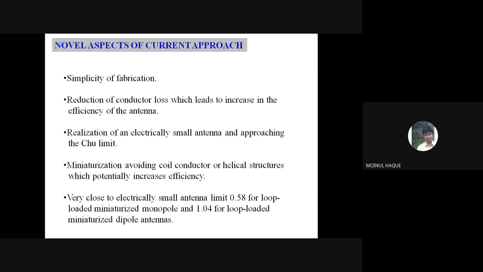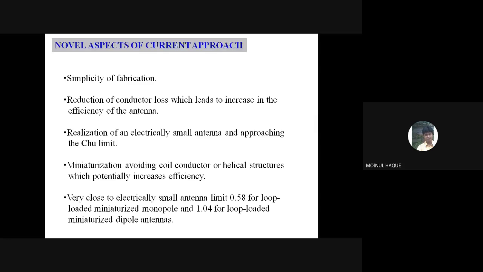Next thing is that I have already mentioned miniaturization avoiding coil, conductor or helical structures, which potentially increases efficiency. In our case, very close to the electrically small limit, we have got 0.58 for the loop loaded miniaturized monopole and 1.04 for the loop loaded miniaturized dipole antennas.